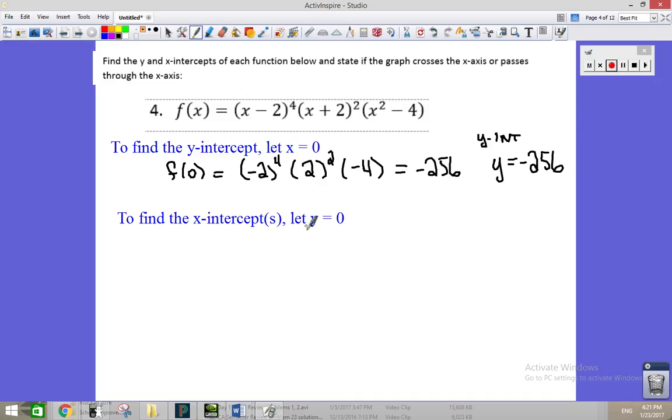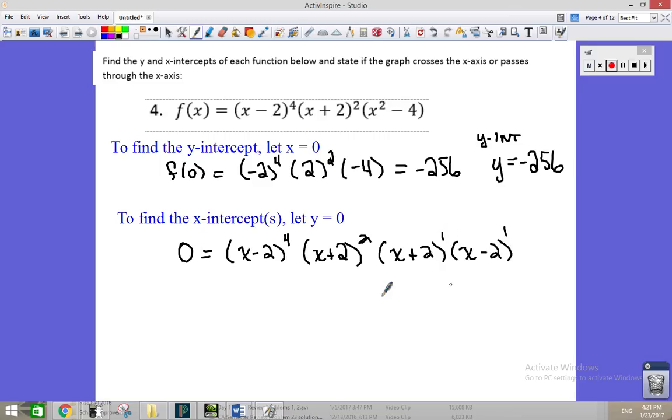Let's look at, to find the x-intercepts, let's let the output of this function be 0. And they've factored this almost completely for us. The x minus 2 to the 4th power is completely factored. X plus 2, quantity squared, is completely factored, but x squared minus 4 can be factored as x plus 2 times x minus 2. Now notice that we can condense this, that we've got x minus 2 to the 4th and another x minus 2 to the 1st, and 4 plus 1 is 5.